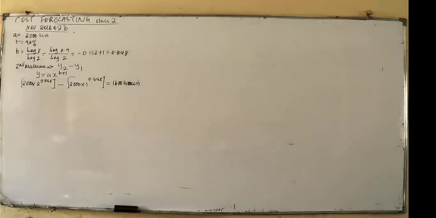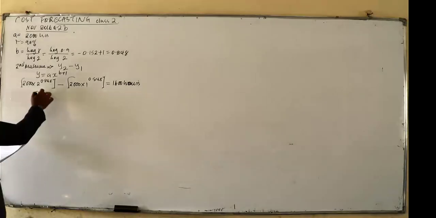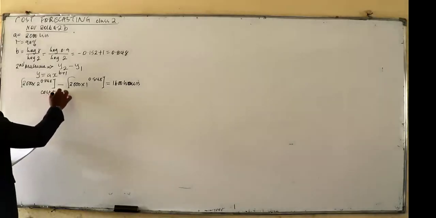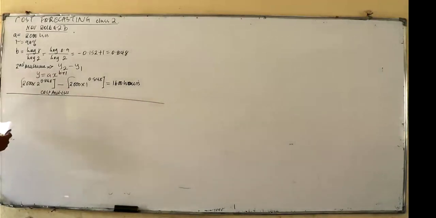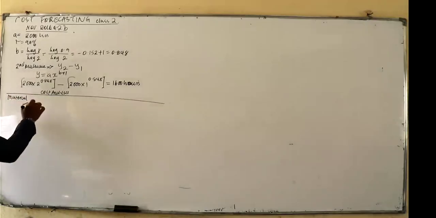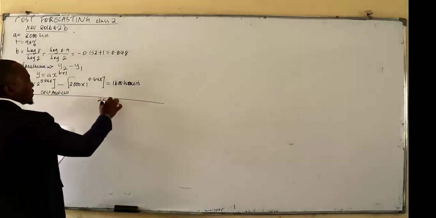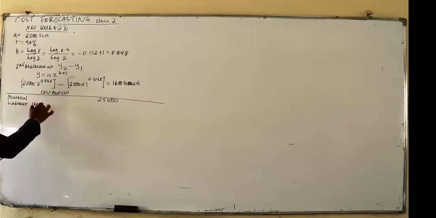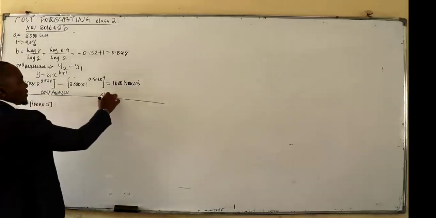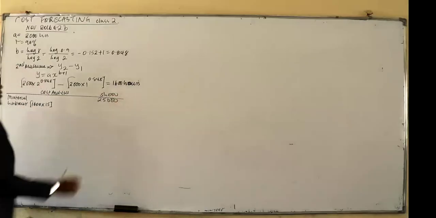So how much will we charge for the second machine? Now we can do the cost analysis. We have material, which is 25 and does not change. Then labor, which is changing now. We just need 1,600 hours each at 15,000.